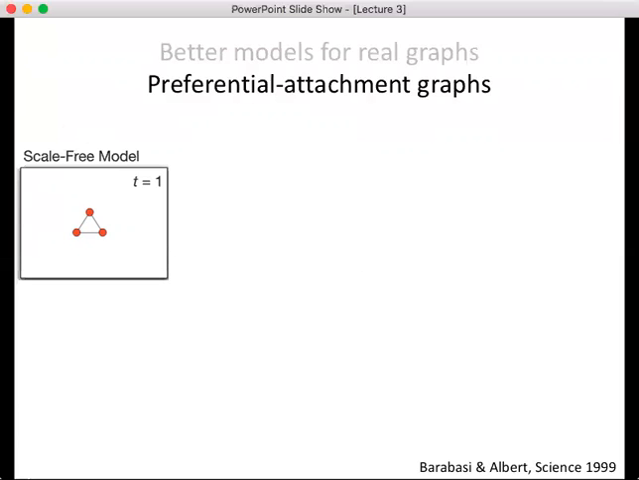So let's say we start from a very simple graph, like this one, 3 nodes all connected to each other. What we can do is to start adding new nodes. So here we add this one to this one by chance.